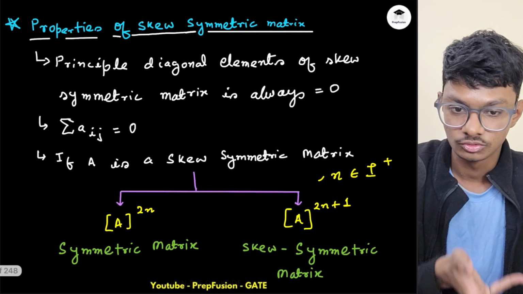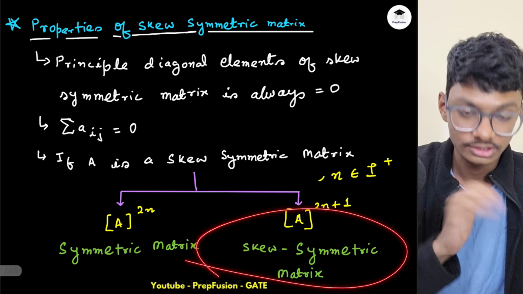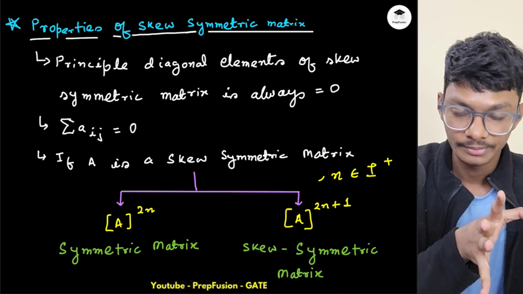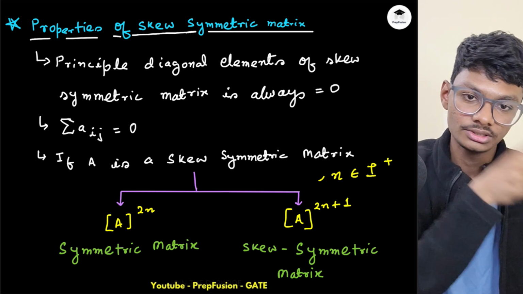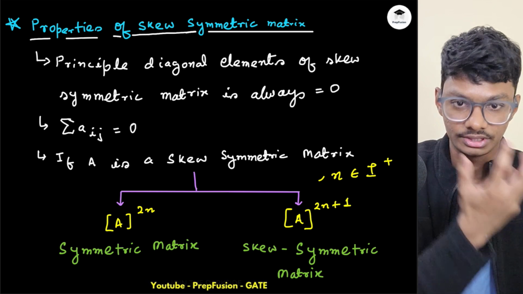I will obviously do an example, and from there we'll check. If you take the odd power of any skew symmetric matrix, it will always be a skew symmetric matrix. If you take the even power, it will always be symmetric. If you take the odd power, it will always be skew symmetric. How do you remember it?